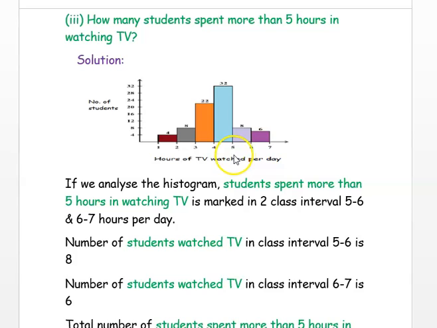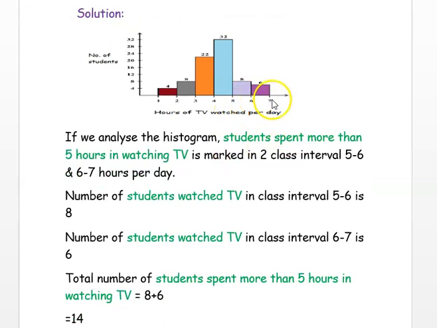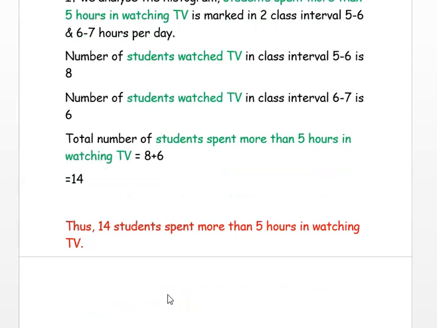So the number of students who watch TV in the class interval 5 to 6 hours is 8 students. The number of students who watch TV in the class interval 6 to 7 hours is 6 students. So the total number of students who watch TV more than 5 hours is 8 plus 6, that is 14 students. So thus we can say that 14 students spent more than 5 hours watching TV. So these are all the details we have collected from the histogram.